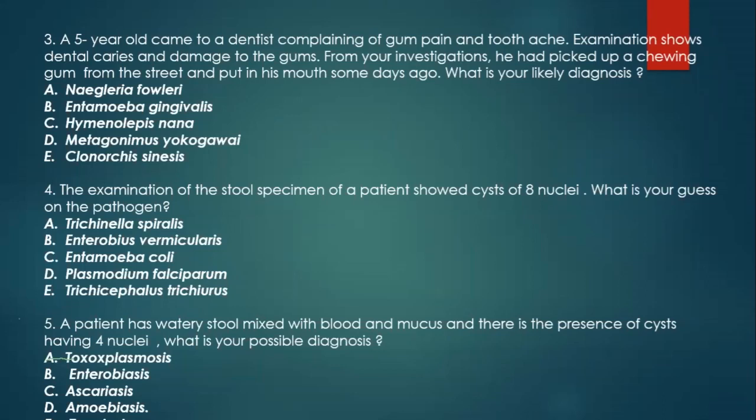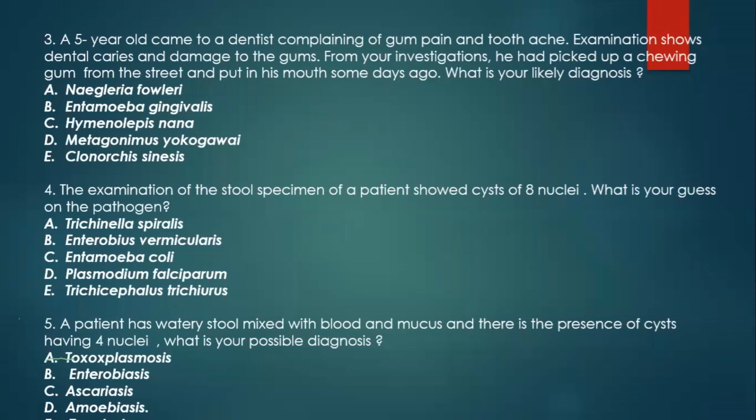Number four. Okay, we have 1 minute to do that. The examination of the stool specimen of a patient showed cysts of 8 nuclei. What is your guess on the pathogen? All right, let's see. Already seeing some answers. That's good. A, Trichinella spiralis. B, Enterobius vermicularis. C, Entamoeba coli. D, Plasmodium falciparum. E, Trichocephalus trichiurus. Look carefully at the question. The keyword is already there.